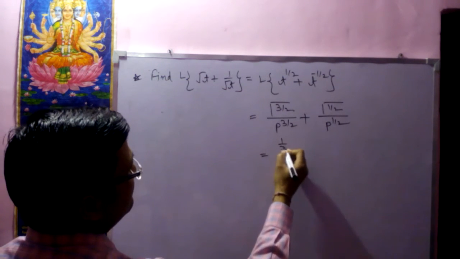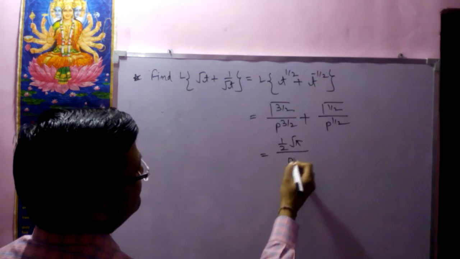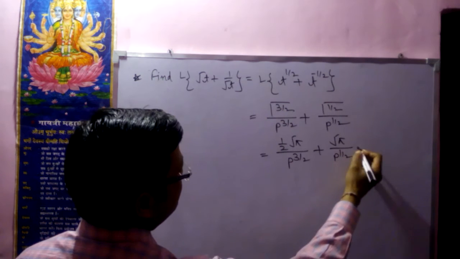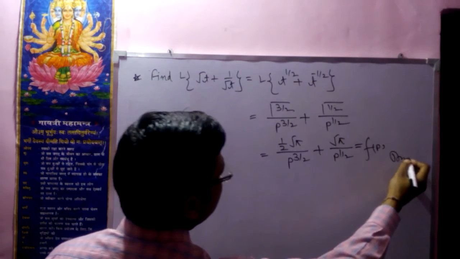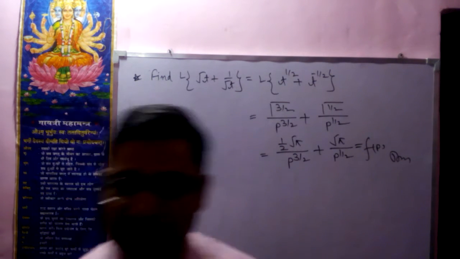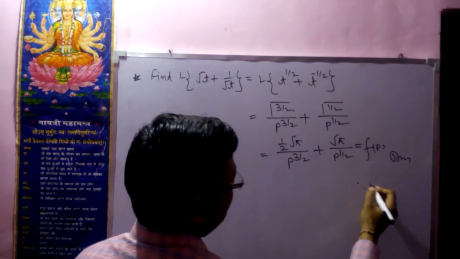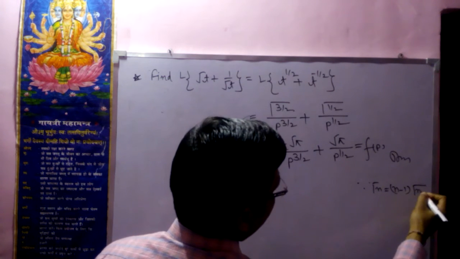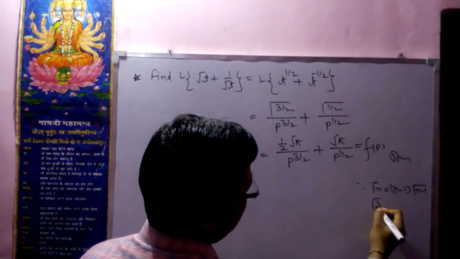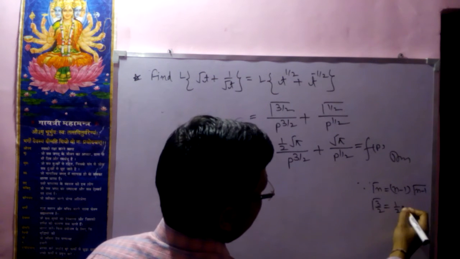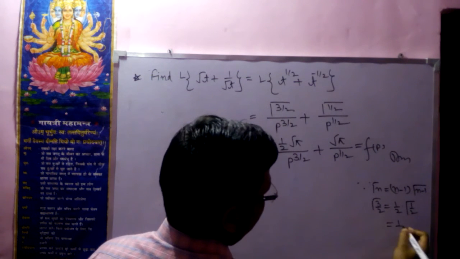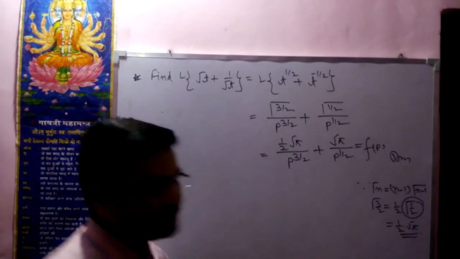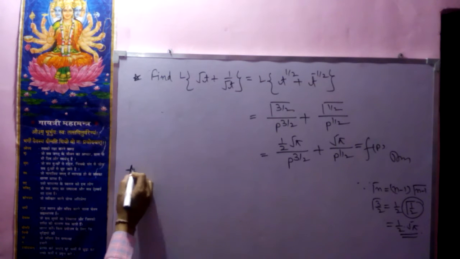Therefore, this is 1 by 2 root pi upon p to the power 3 by 2 plus root pi upon p to the power 1 by 2. This is a function of p. This is the answer for root t plus 1 upon root t, because gamma n is equal to (n minus 1) factorial. So gamma 3 by 2 is equal to 1 by 2 into gamma 1 by 2, and gamma 1 by 2 is equal to under root pi.